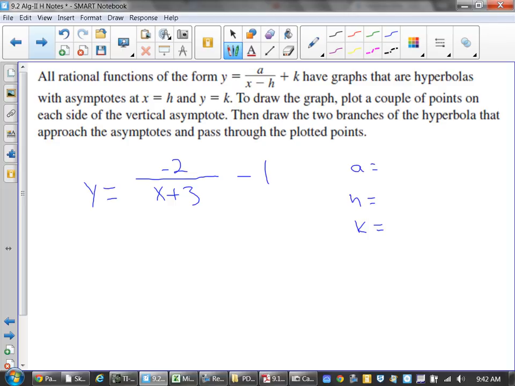So I want to look at this function: y equals -2 over x plus 3, all minus 1. And when I do that, I'm not going to use graph paper to start with. What I want to do is identify where my asymptotes are. I want to find my asymptote.